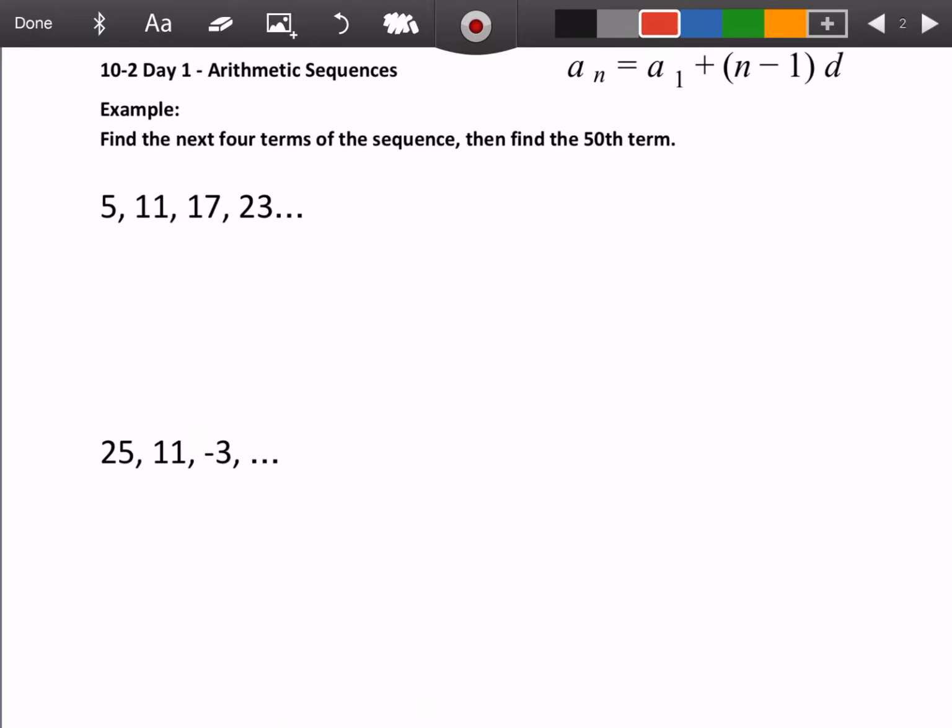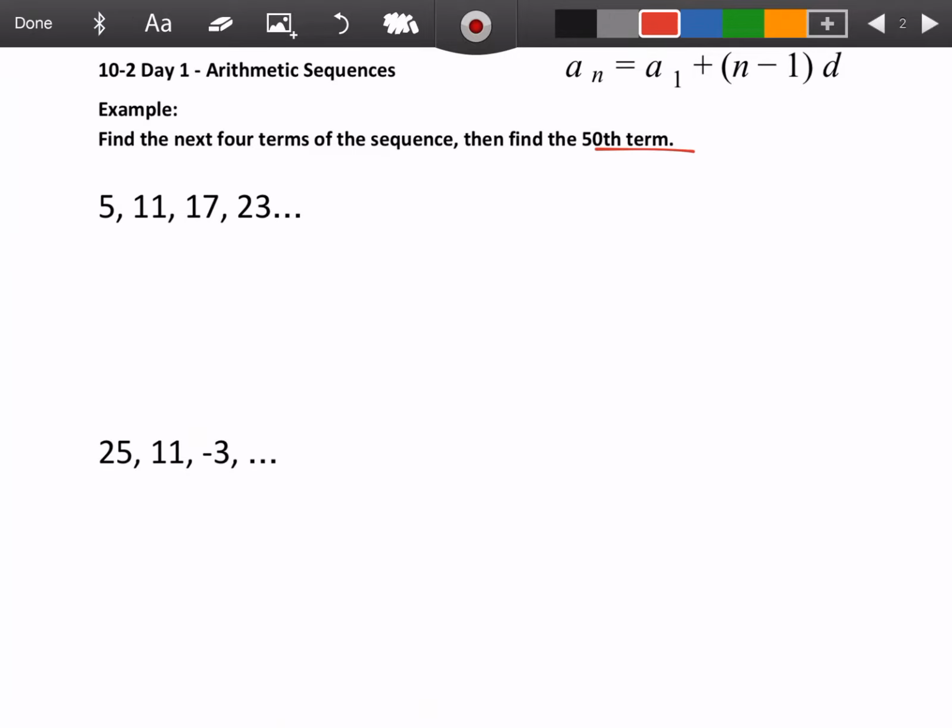This is a sequence of 4 numbers, and it says find the next 4 terms of the sequence, then find the 50th term. The first thing we always have to do is make sure that it's an arithmetic sequence. So here we're adding 6, there we're adding 6, there we're adding 6. So we're adding the same number each time. Just by that pattern, we can do the next 4 terms. We would say that'll be 29, and 35, 41, and 47, just adding 6 each time.